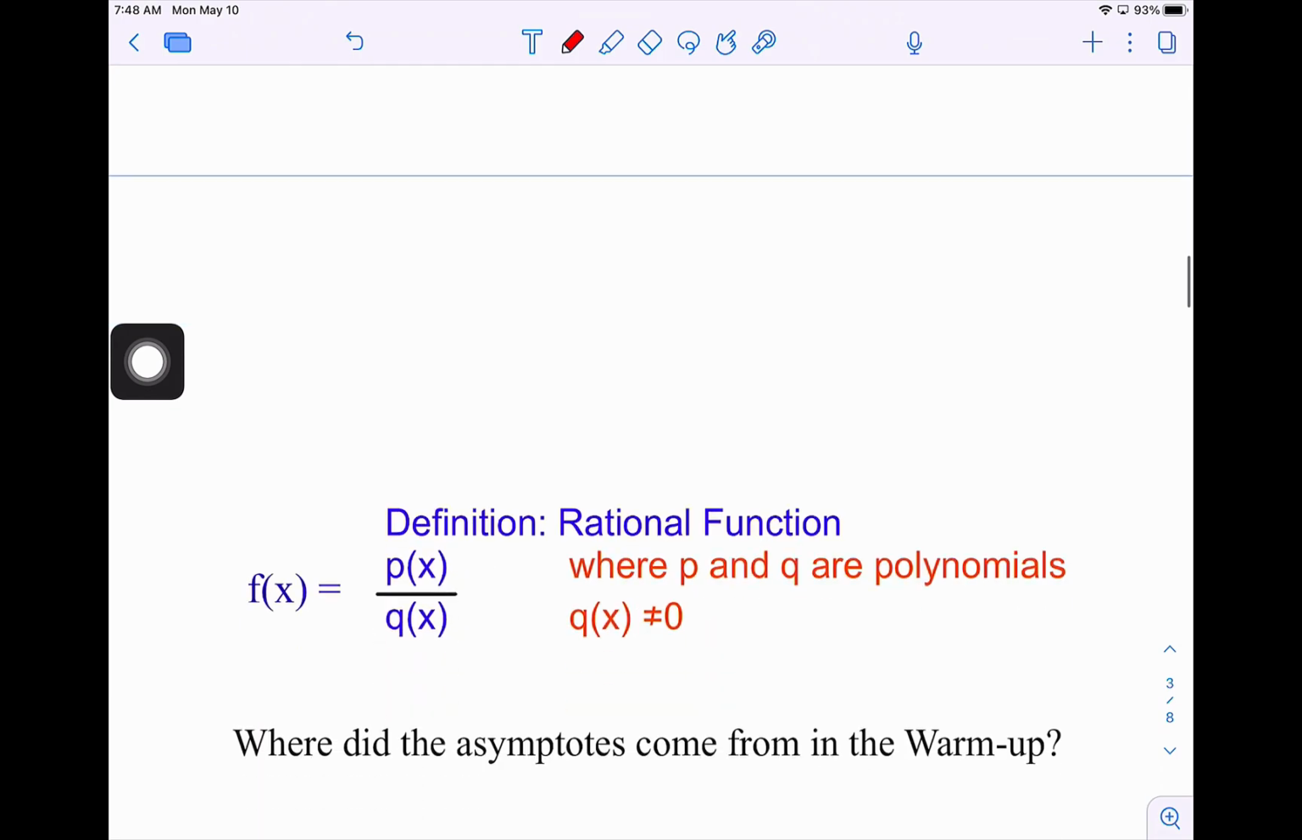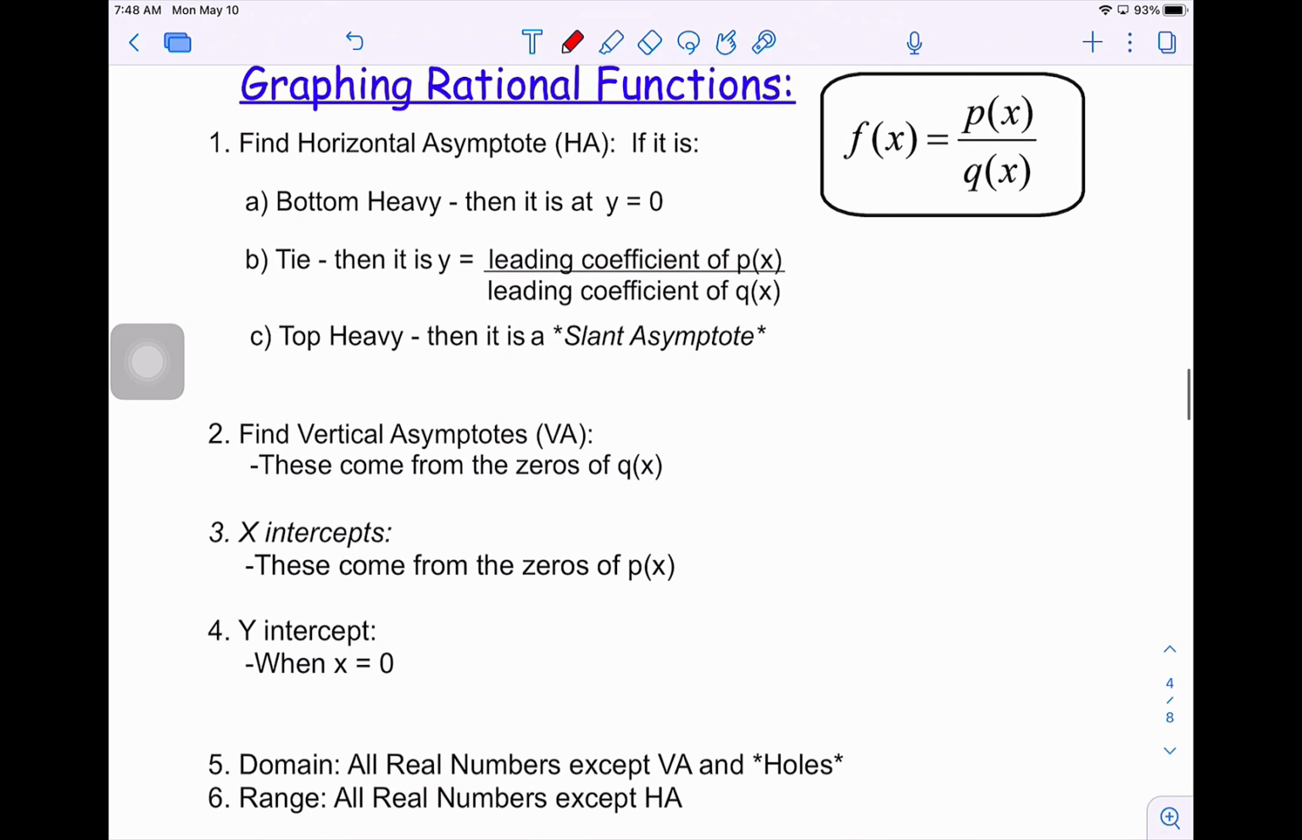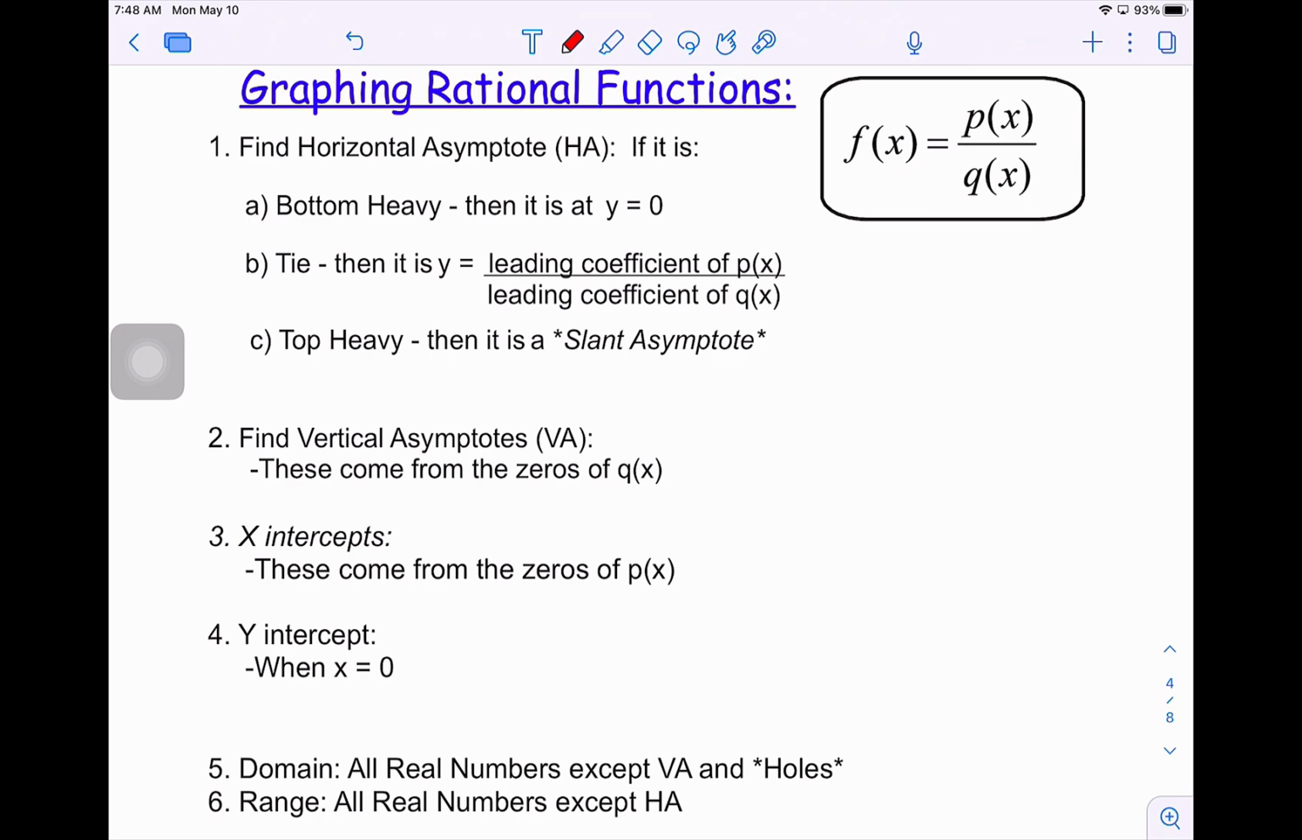We're going to take a look at that. Option number 2 is if it's a tie. Let's say there's just an x on the top and an x on the bottom, or an x squared and an x squared, or whatever. The degree in the numerator and denominator match up. They're the same. Then you're going to have an equation y equals, basically you look at the coefficients of those degrees. Whatever the coefficients are is where the horizontal asymptote is going to be located. So it's either at y equals 0 or at y equals whatever those coefficients are. And we'll take a look. I've got some examples for you.